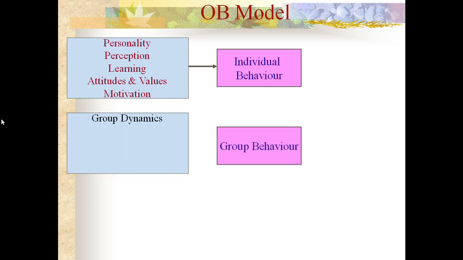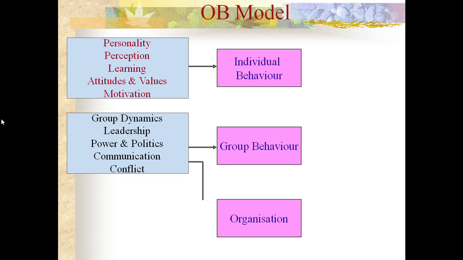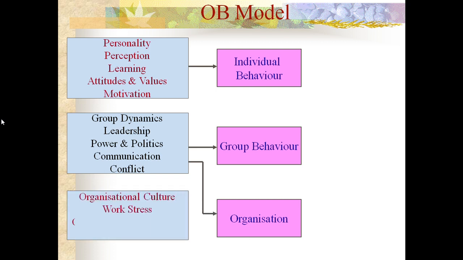And the second level is the group behavior level. The dynamics among the group members, the leadership, power and politics, communication, conflict, all these influence the group behavior. And the third is organization. Various elements that influence organization are the culture of the organization, the level of work stress prevailing in the organization, then organizational change and development. All these influence the organization.